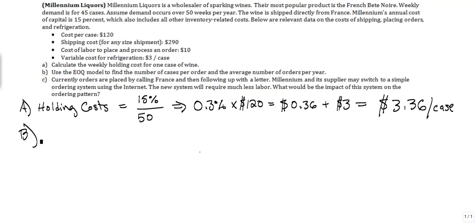Moving on to Part B. Once we know the holding cost and the setup costs given in the problem, we can determine how frequently and at what quantity we should be placing orders of wine to minimize our costs.